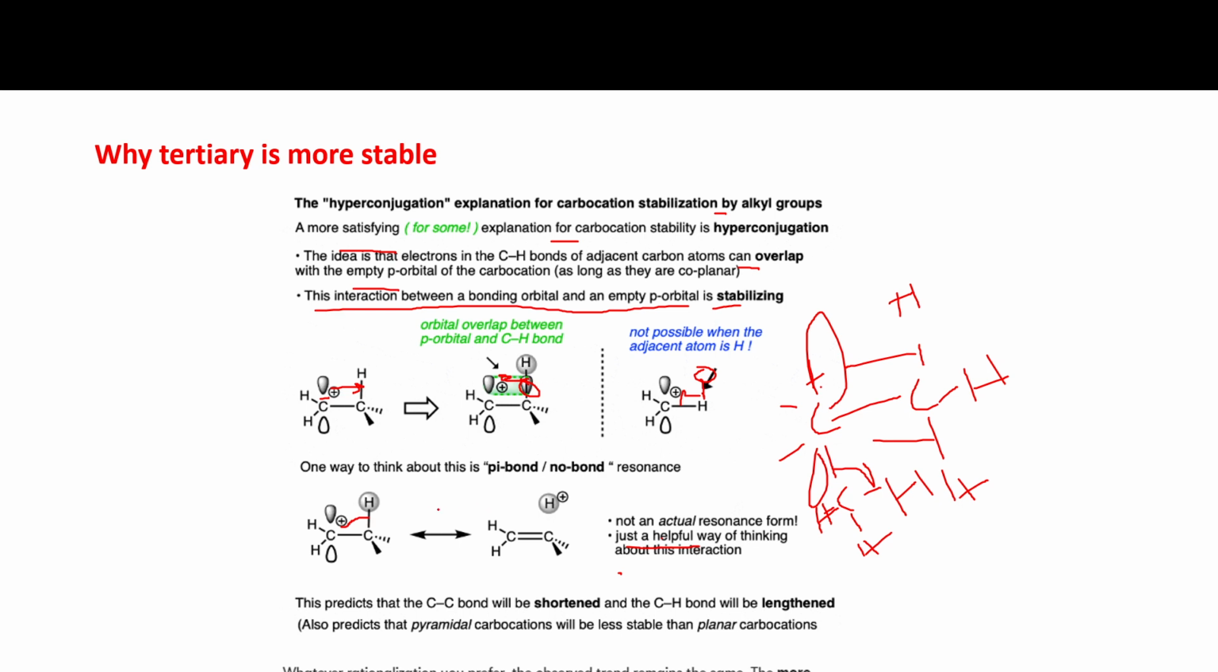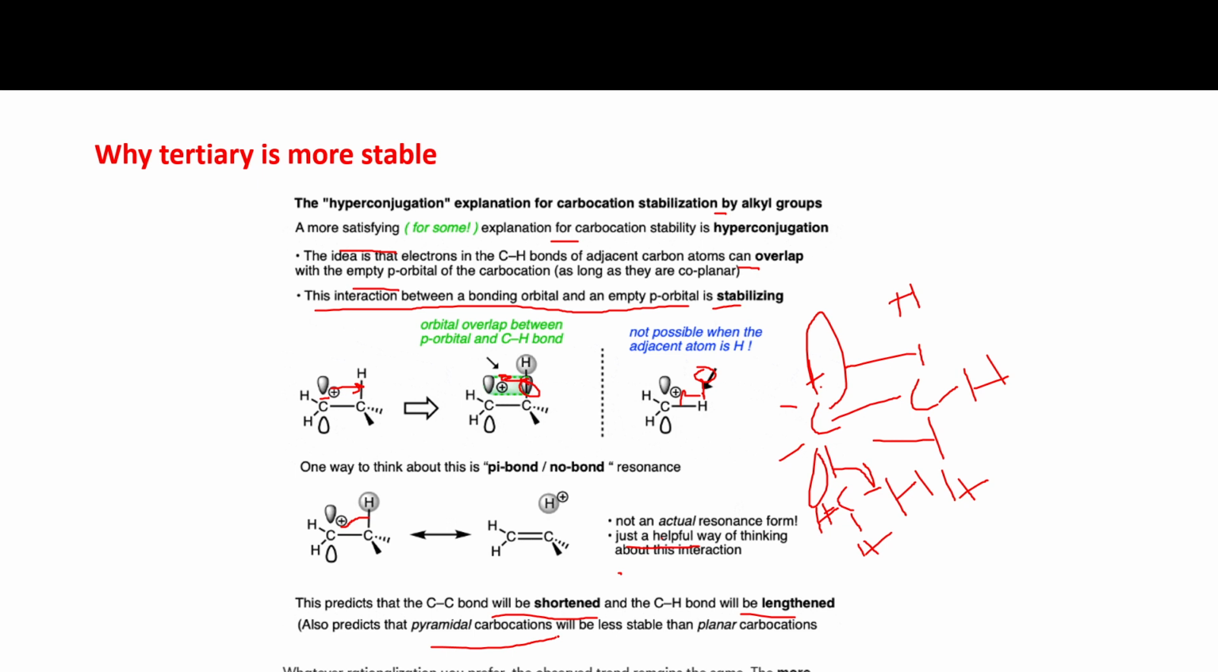That bond has the sharing electrons, but not exactly two electrons present, so this H plus also cannot be possible. Just think that if this bond can share its electron with the carbon atom, it becomes a double bond and becomes stable. So this predicts that the CC bond will be shortened and the CH bond will be lengthened. It also predicts that pyramidal carbocations will be less stable than planar carbocations.